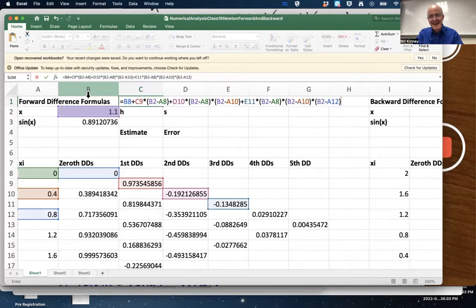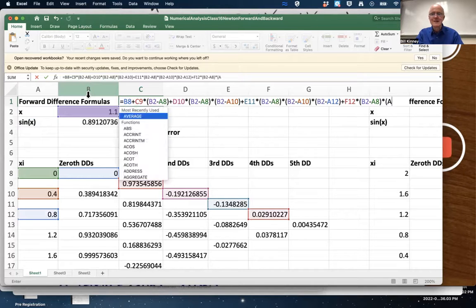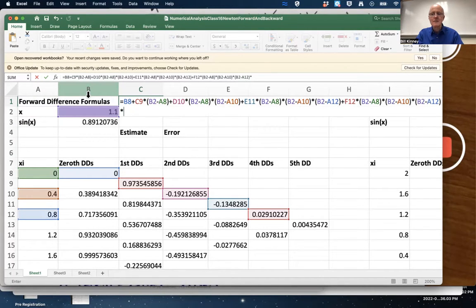Take a breath. Hang with me here. Plus fourth divided difference, F12 times x minus, type the same kind of stuff here. Oops, I try not to make typos like I just did there. B2 minus A10 times B2 minus A12 times B2 minus A14. Just one more.